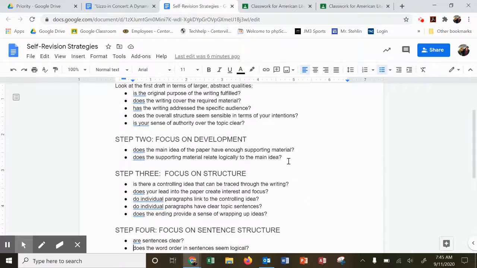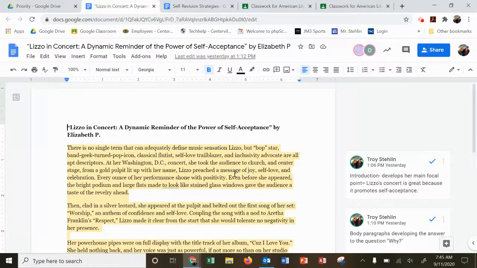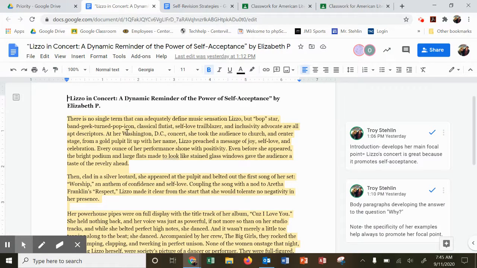Step 2, focus on development, right? Does the main idea of the paper have enough supporting material? Well, again, the best way to take a look at this is, are you really speaking specifically, or are you just talking superficially? If we look at the Lizzo review, right, she speaks very specifically. Washington, D.C., right, gives us a specific time and place. She mentions how it felt as though you were going to some sort of religious service, right? And the qualities of that church were positivity, right? Chief among them. And then she appeared on a bright podium, right? Speaking very specifically, right? Very specifically.